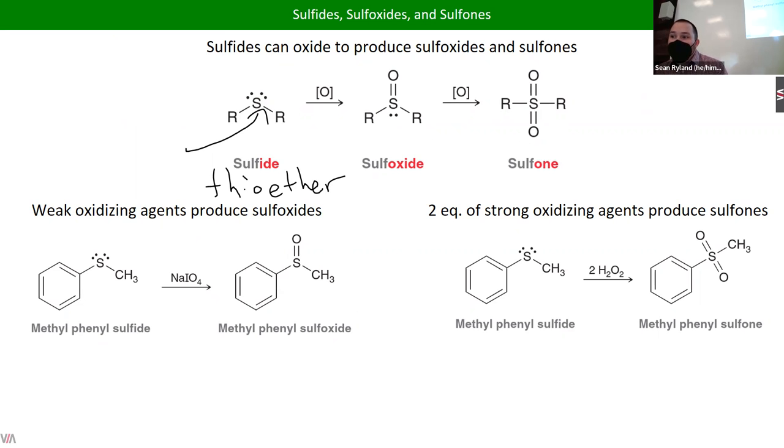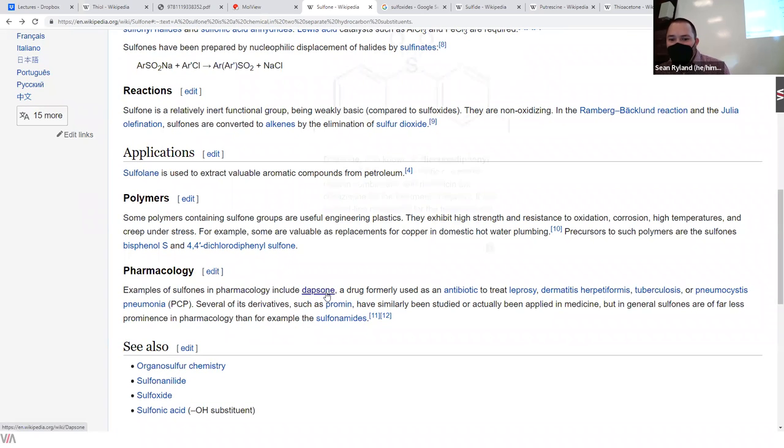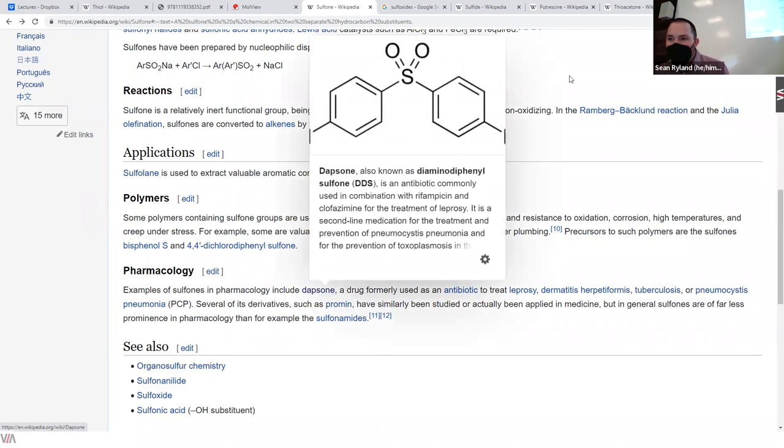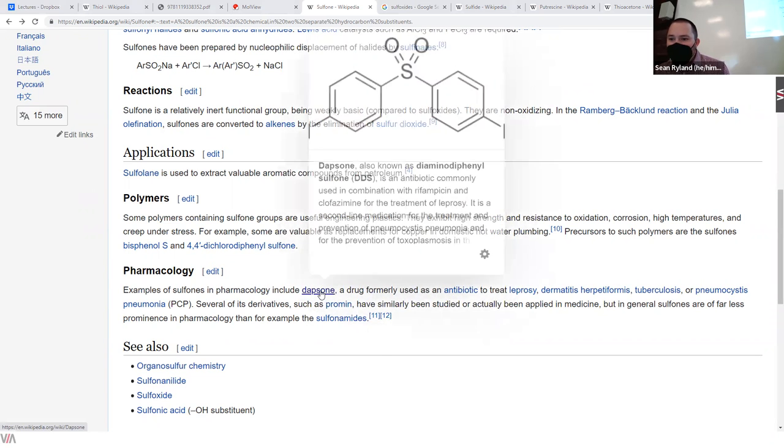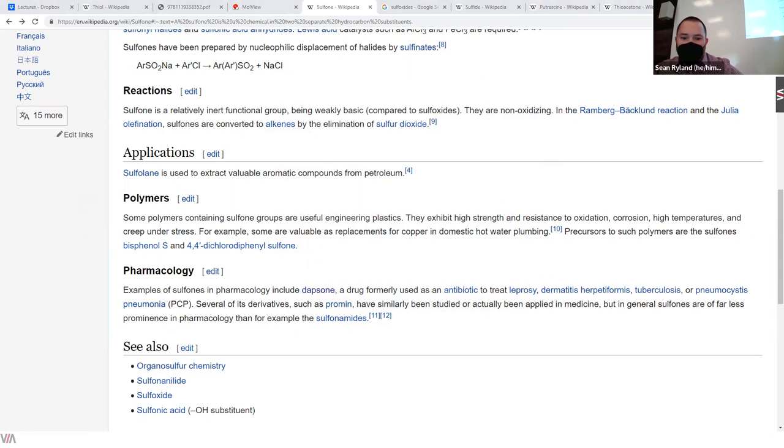Sulfoxides and sulfones do get used in medicinal chemistry too. The compound dapsone is a sulfone that links two benzene rings, and you can't quite see it, but there's a nitrogen on each end of the benzene rings. It used to be used to treat skin conditions. And here's another case of the same abbreviation used in a different field meaning very different things. It's odd that even in medicinal chemistry, there's two versions of PCP: PCP and then pneumocystis pneumonia.